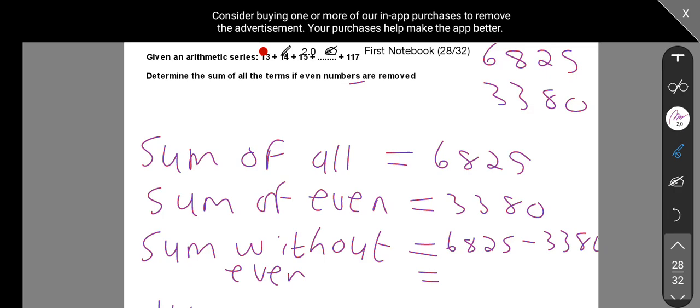Then we can say that 6825 minus 3380 gives us 3445. So the answer is 3445. So the sum of all the terms, excluding the even numbers, is given as 3445.